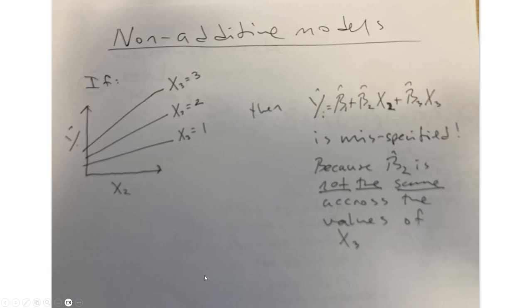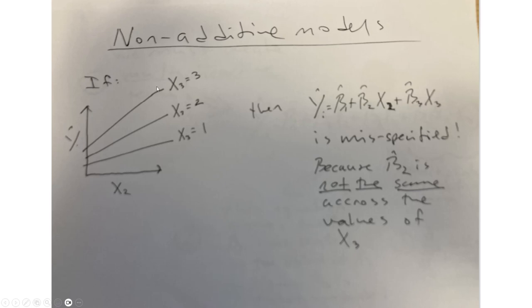Now what is a non-additive model? Well, this is when the effect of x2 on y is moderated by the values of x3. So when x3 is 1, in this group here, the slope effect of x2 on y is relatively small. But when x3 has the value 3, the slope for the effect of x2 on y is relatively large. So the slope is different for the effect of x2 on y across the values of x3.